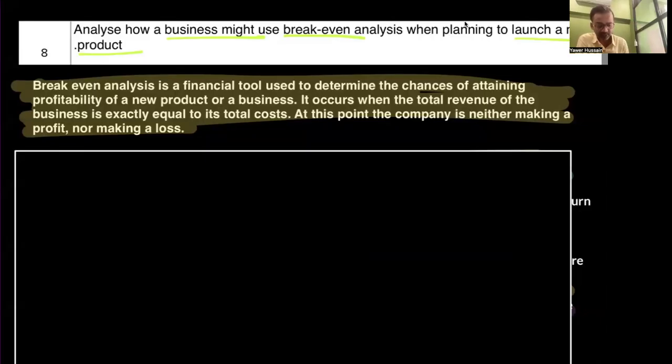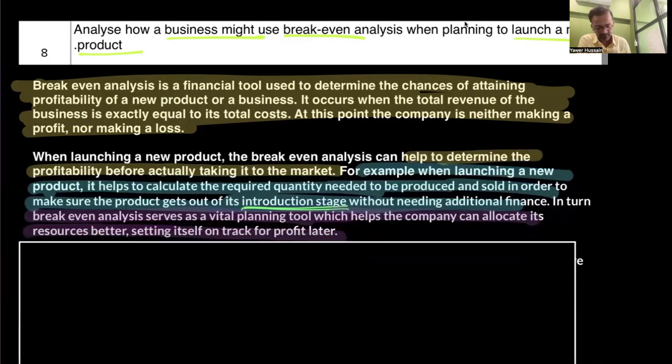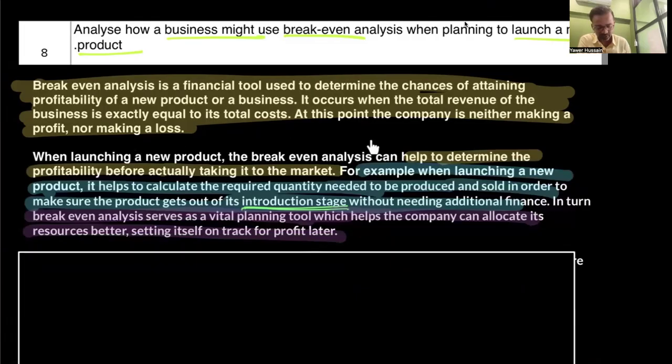That's what I'm saying. It's also important to explain when that point comes. So it occurs when the total revenue of the business is exactly equal to its total cost. At this point, the company is neither making a profit nor making a loss. So nice little chunky definition taking care of part of my knowledge marks, not all of them. Remember, more knowledge marks are gained by talking about the use that the question asks me for.